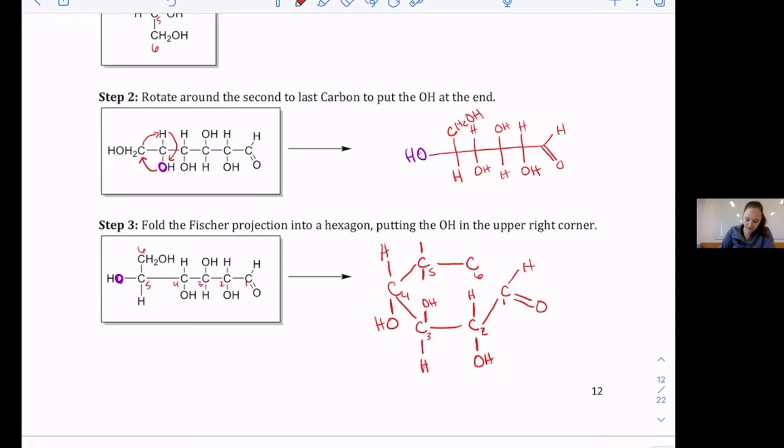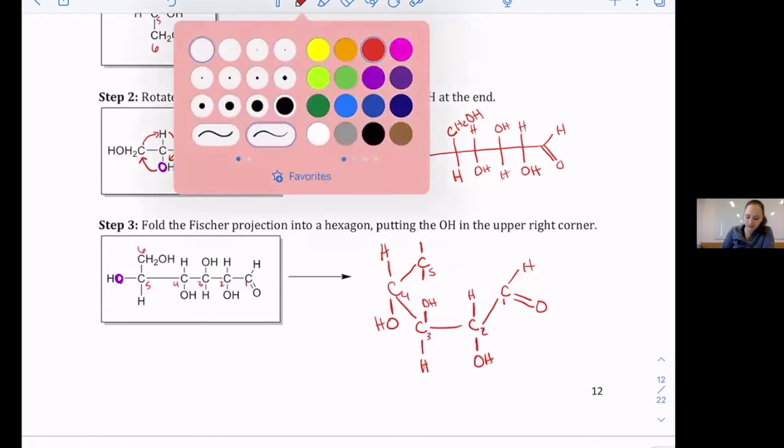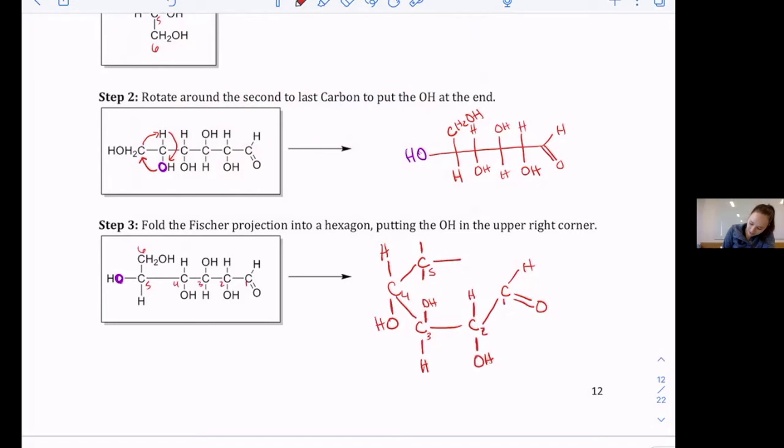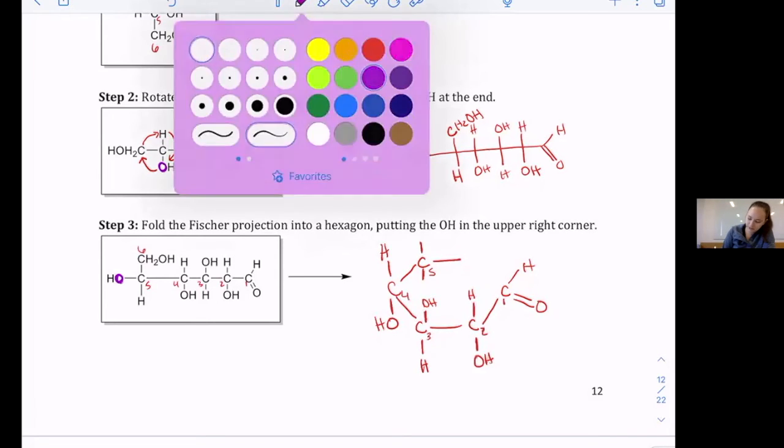Carbon number 5, did I label this wrong? No, I didn't. Carbon number 5, oh, I'm sorry, that's what I did wrong, is that this carbon number 6 is actually going up now, right? Because our horizontal line is going to be what is our cyclohexane. So I drew this wrong. That is why I was confused.